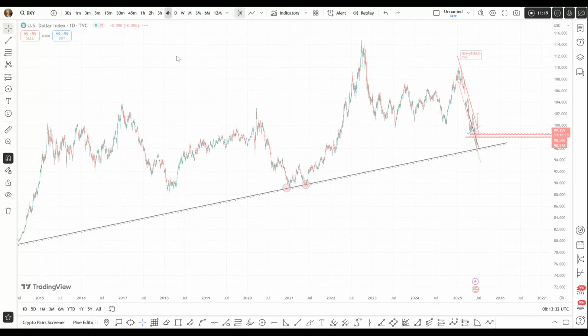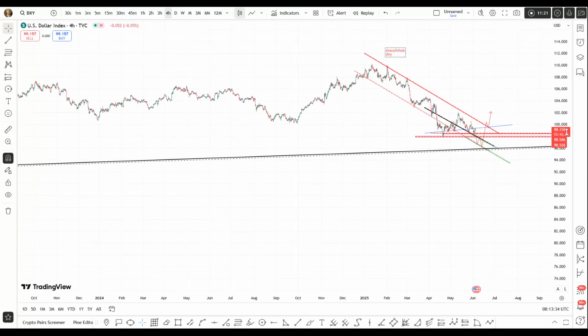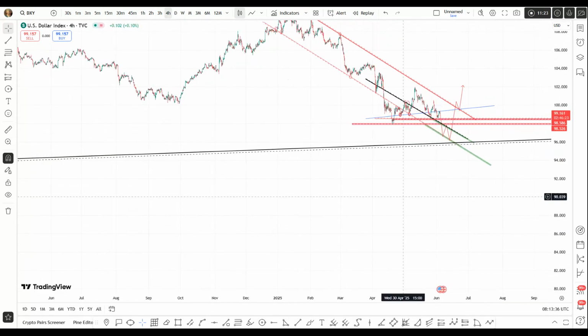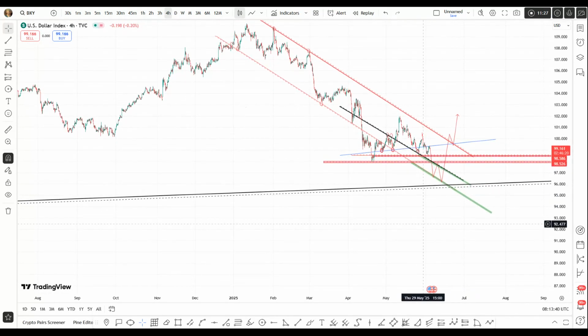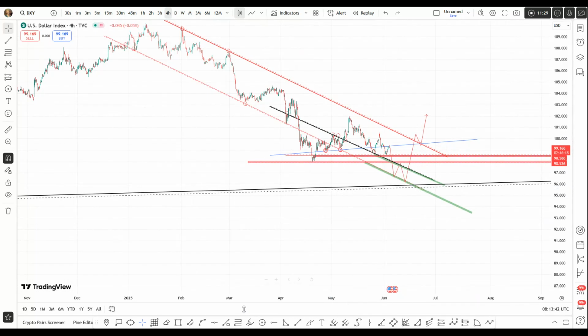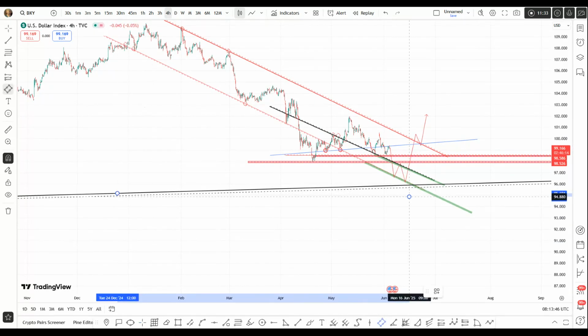So let's go back to our 4 hours. So there is a confirmation that if the index continues to behave the way it's behaving, there's a probability to come here for a buy. This is a daily ascending trend line.